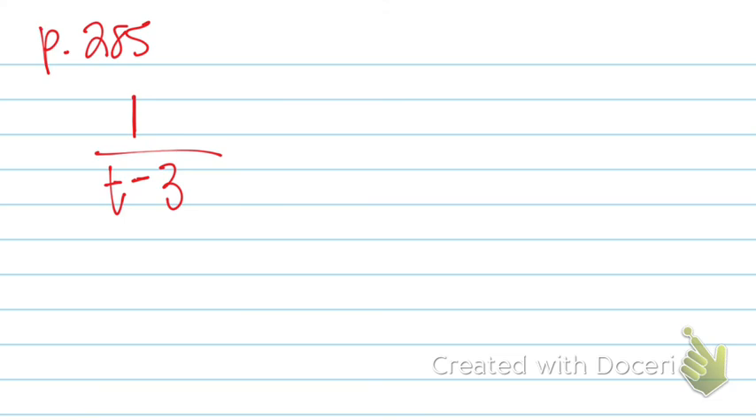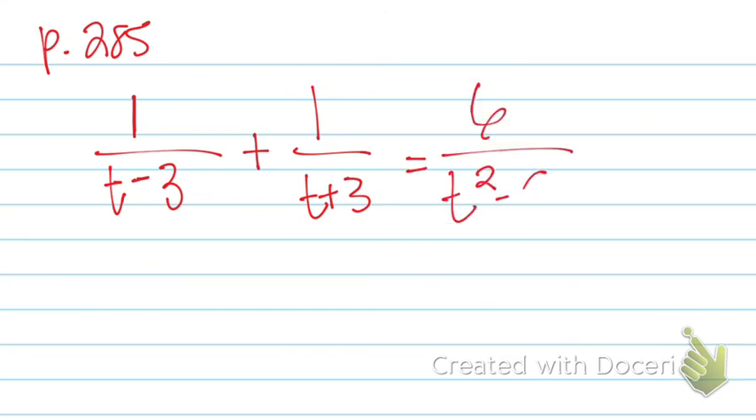19B, you have 1 over T minus 3 plus 1 over T plus 3 equals 6 over T squared minus 9. Now, can you combine those first two fractions? No, they don't have a common denominator. So would you multiply it to each side? Yep. You're going to multiply your denominators on both sides.